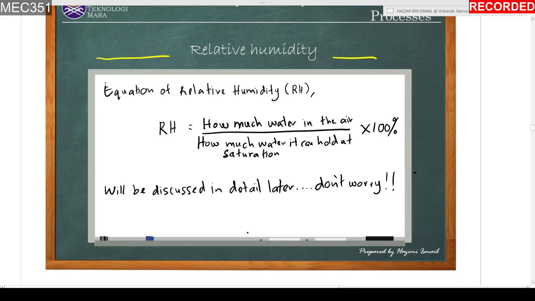Okay, this is the equation of relative humidity: how much water in the air over how much water it can hold at saturation.